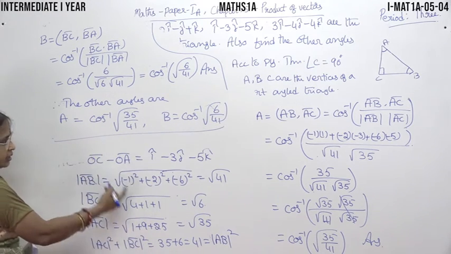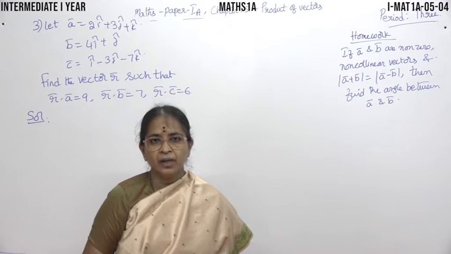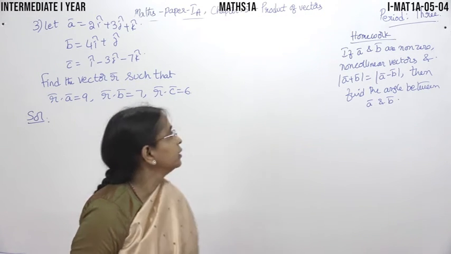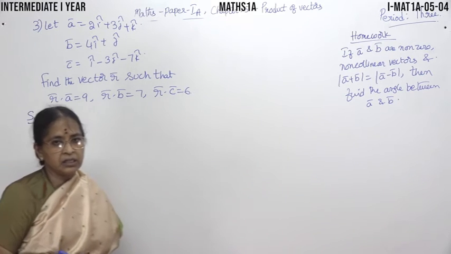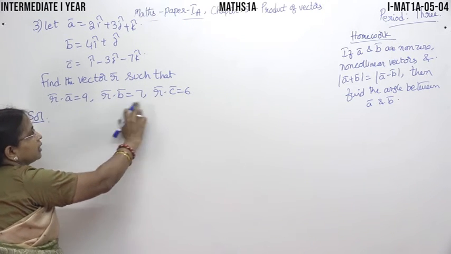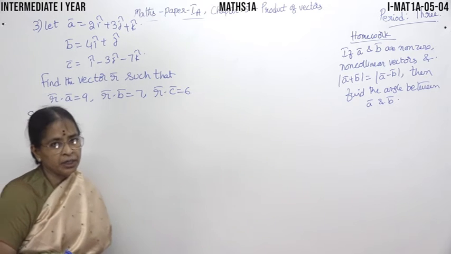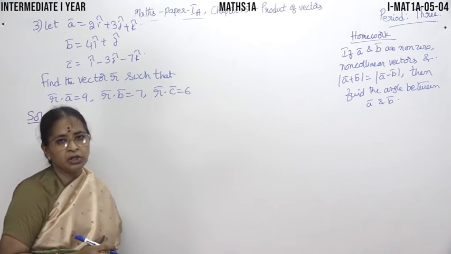So already angle C is 90 degrees. So we found all the three angles. Now the next problem is you are given A, B, C. These are three vectors. Find the vector R such that these are the conditions given. R dot A is 9, R dot B is equal to 7, R dot C is equal to 6.